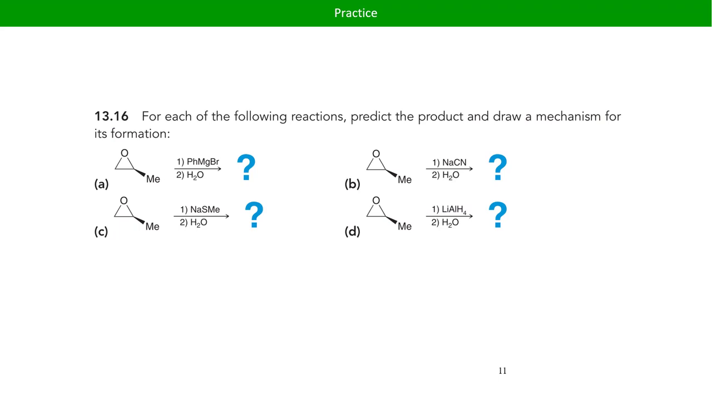We'll start going through these practice problems, and it's just more of the same. What are you adding into which side? Figure out what your nucleophile is, figure out which side of your epoxide is going to break, and then pay attention to your stereochemistry.